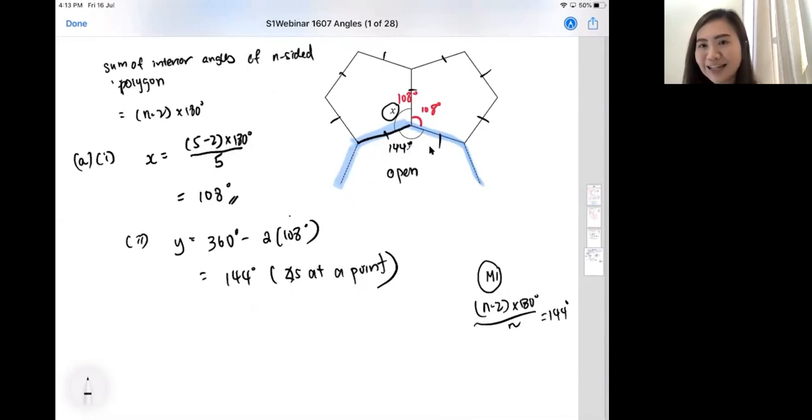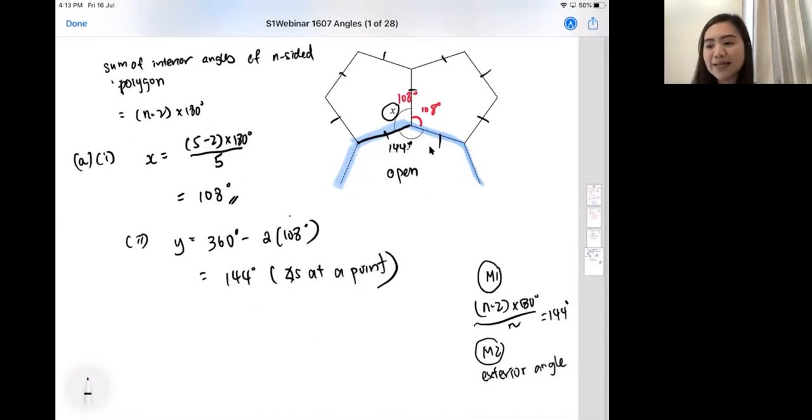Another way, which I think could be an easier way for most of you, because I know some of you, when you see algebra, you start to panic. You start to think, oh, why is it like that? How to solve for n? So there's another simpler way. A simpler way is to use the exterior angle.